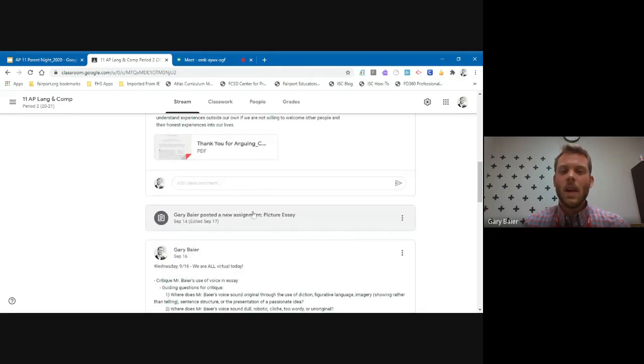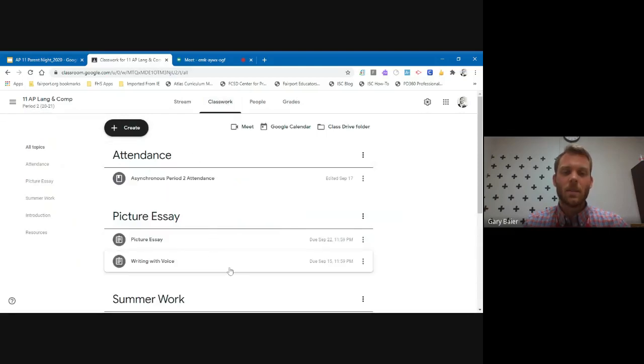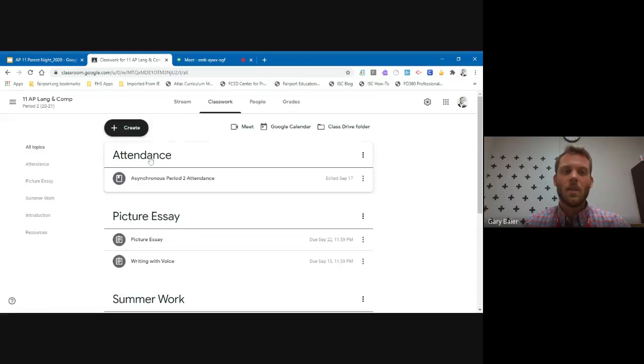Right after that post, I will always have the assignments that I'm referring to, which they can click on and go to. Also, if they click on Classwork, this is where they can access all of their assignments, materials, and resources. You'll see in here that I have also organized those by topic.